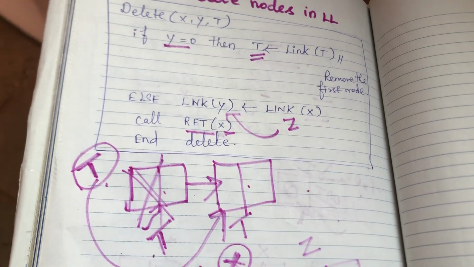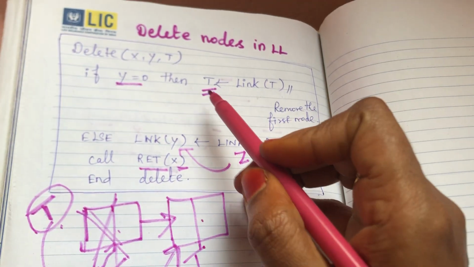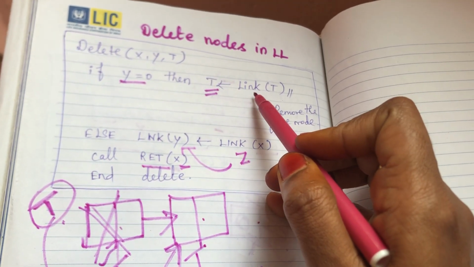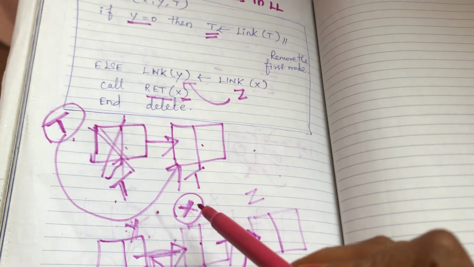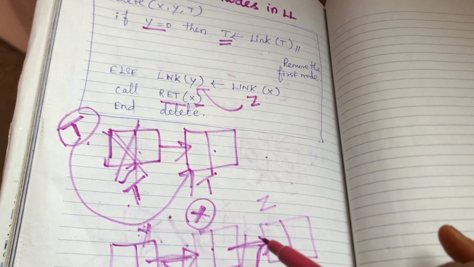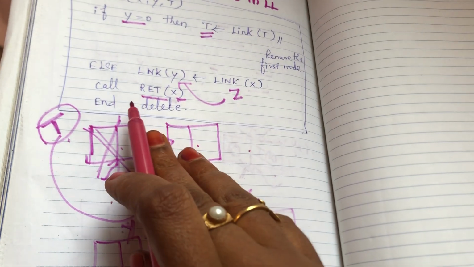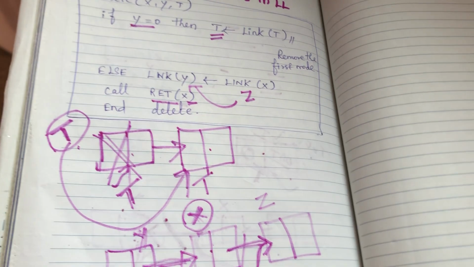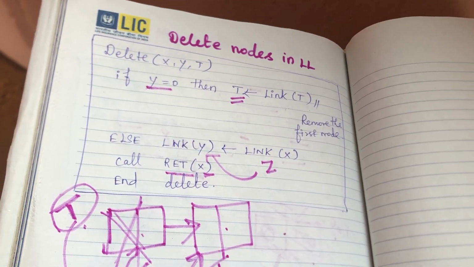Just change the link from one node to another node. For the very first node, temporary is given to the next link of t. Otherwise, for an in-between node, the link of the node being deleted will be given to the node preceding it. Then call return of x and delete. This is the procedure for how to delete nodes in a linked list.